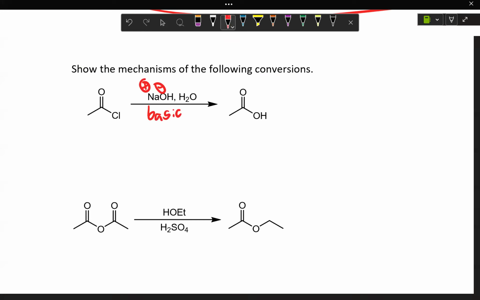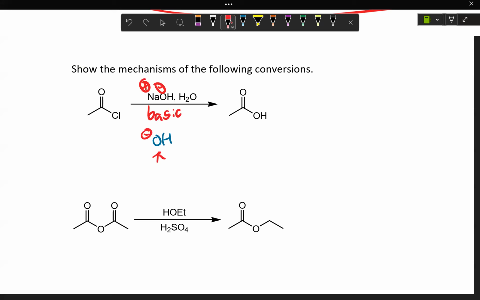And because we're in basic conditions, we are not worried about forming negative charges, but we're worried about forming positive charges. We want to replace this chlorine group eventually with a hydroxyl group. So we're going to need to attach this hydroxyl group to this carbonyl somewhere in the mechanism.